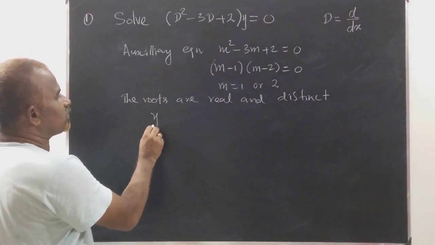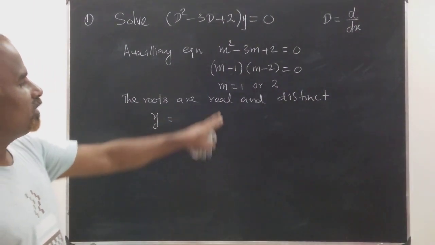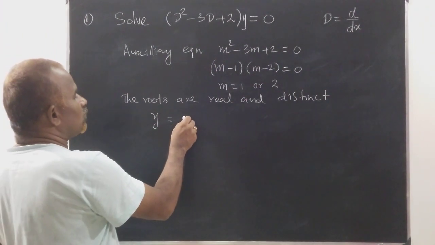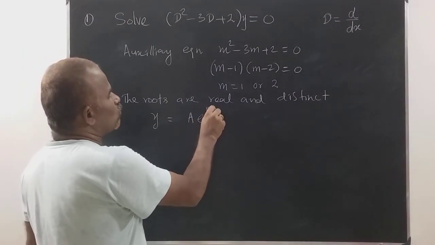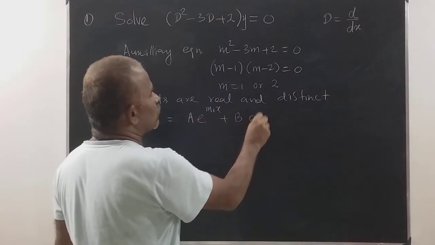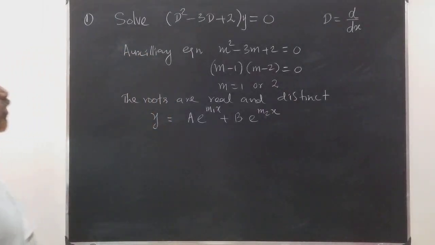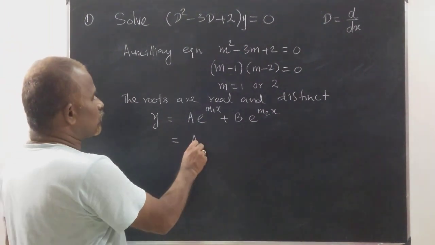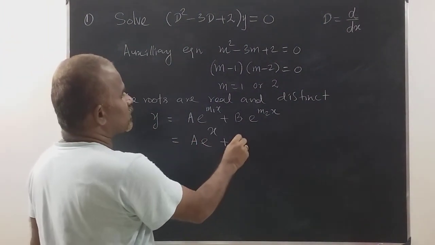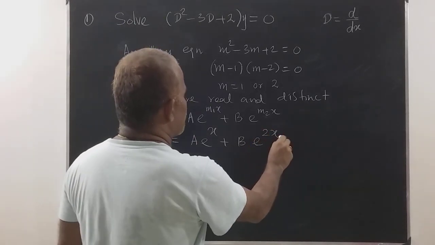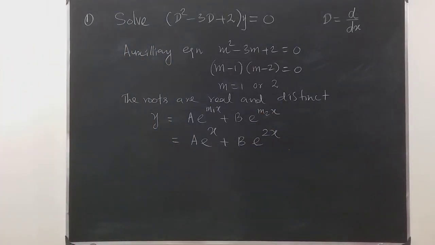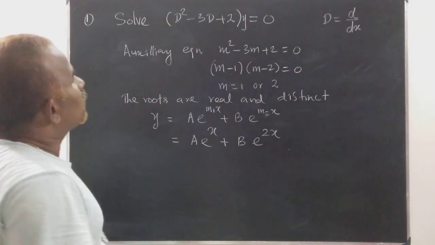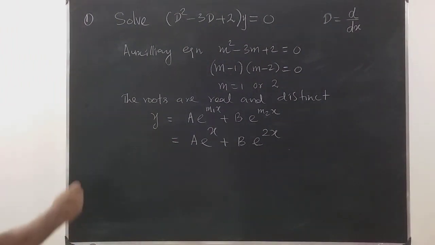The general solution y, which is nothing but the complementary function, is y is equal to a into e power m1 x plus b into e power m2 x. So this is equal to a e power x plus b e power 2x. So that's all. This is the general solution of the given differential equation with constant coefficients.